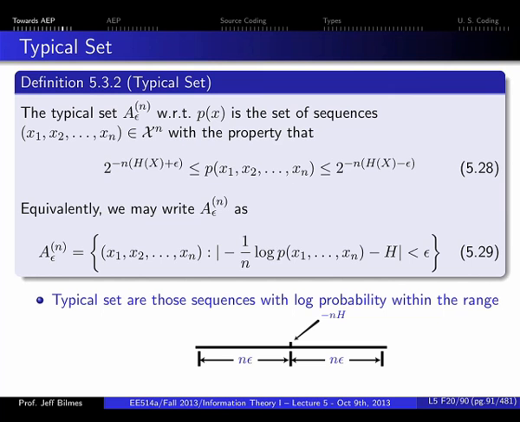Okay. So let's now look at this typical set and be formal about it. And actually, maybe we should take a short break. I'll keep this definition up. You can look at it, but let's take a break, and I'll see you in a couple of minutes.